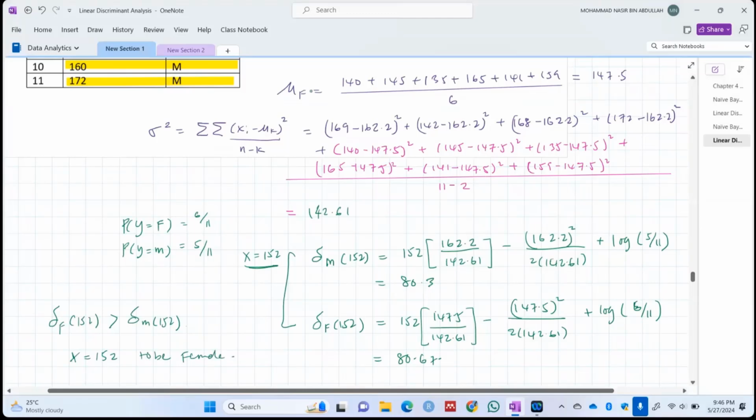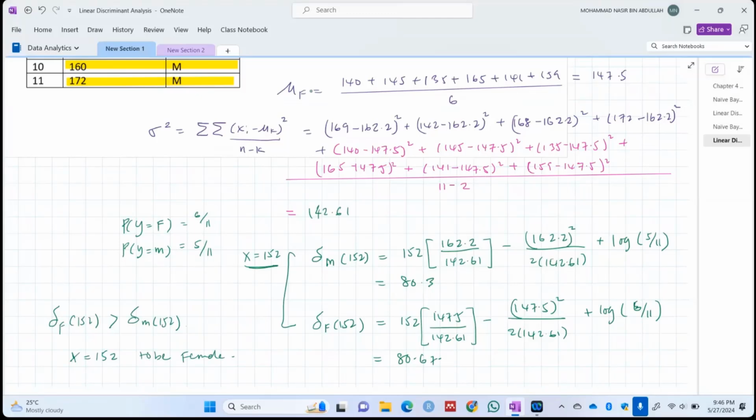For example, maybe this is just theoretical. Is it right or not?